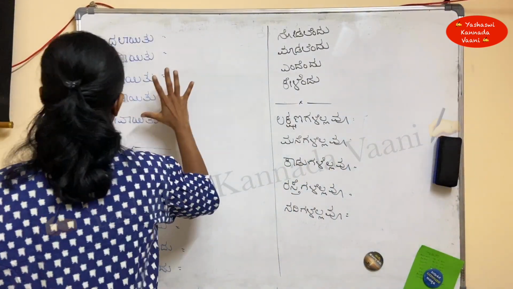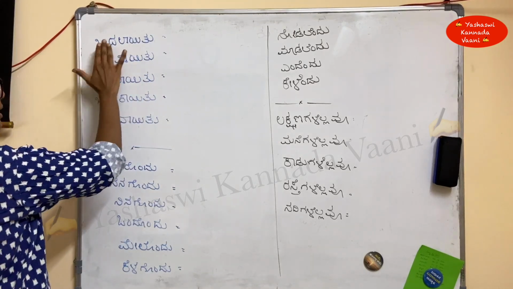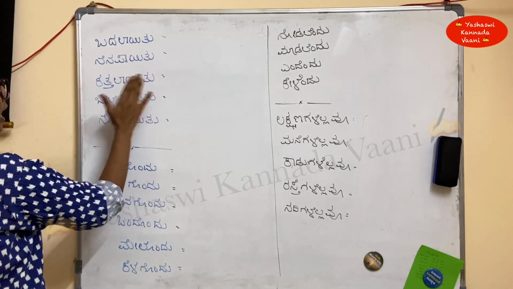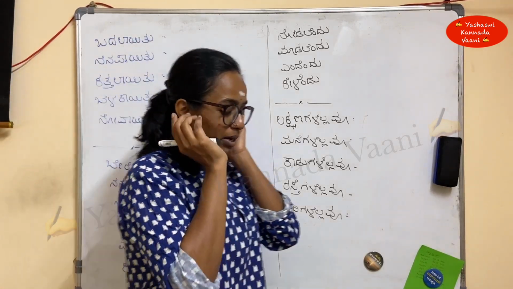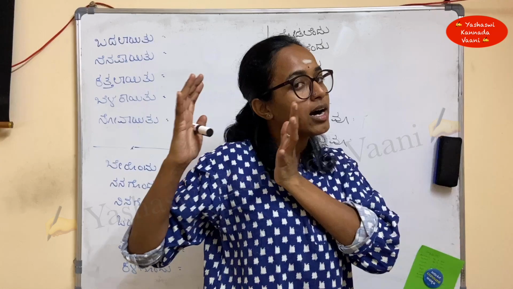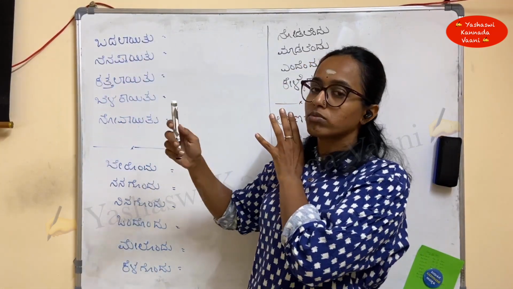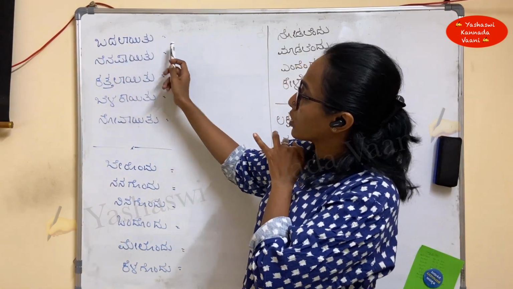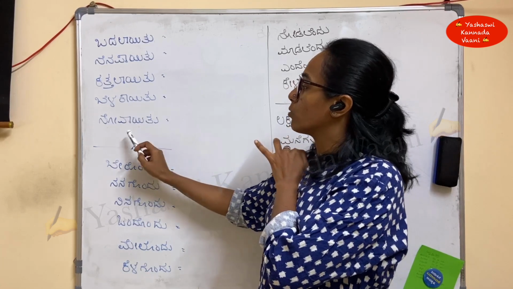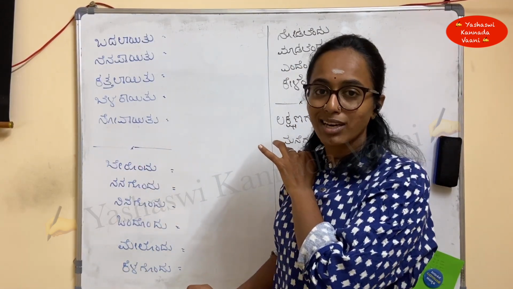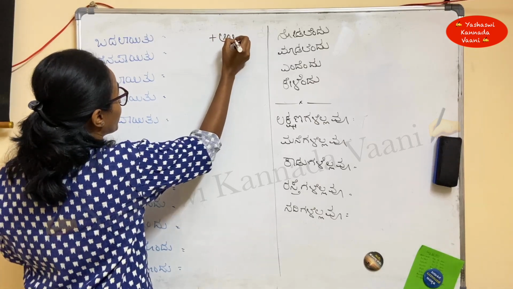If you observe the first one, all are similar kinds of words, alla? Badalayitu, nenapayitu, kattalayitu, bellakayitu, novayitu. So always remember what is the sound of the last bit. Ayitu, ayitu, ayitu, ayitu, ayitu. Correct? Yes. So my second word is ayitu.